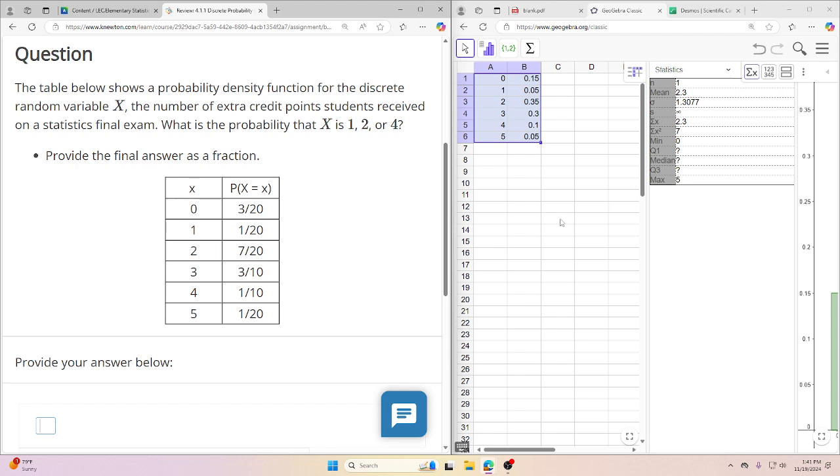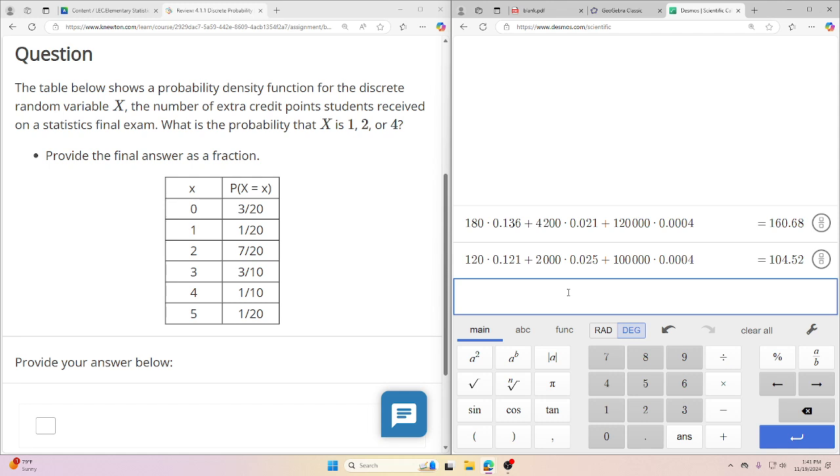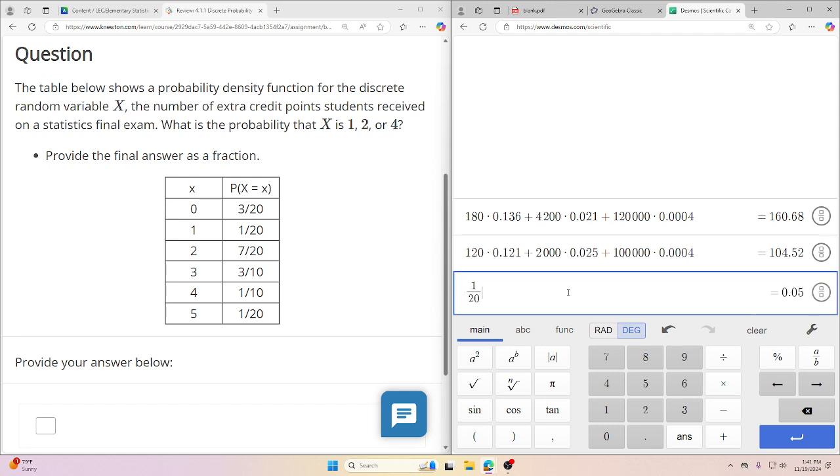What I'm doing here is not the right answer, by the way. I should have probably read. It said, hey, what's the probability of this? And it says or. Or means to add. Silly Chad. Okay. So we're adding 1, 2, and 4. So that'd be 1 over 20 plus 7 over 20. I'm going to read next time.